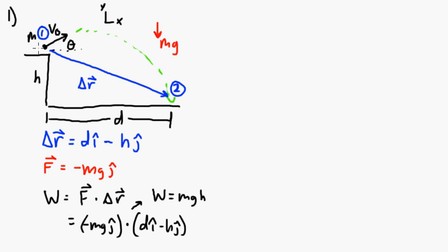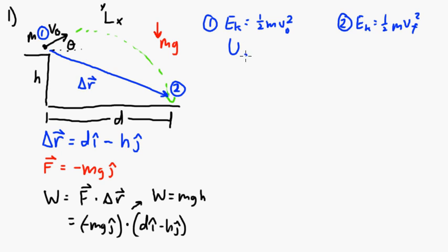Now, another way to look at it is to look at, we have this 1 and 2 here, right? This is our first state and our second state. So at 1, we're going to calculate the kinetic energy, which is 1/2 m v naught squared. At 2, the kinetic energy, I guess you can say, is 1/2 m v final squared. So whatever. And then we want potential energy due to gravity at the beginning and at the end.